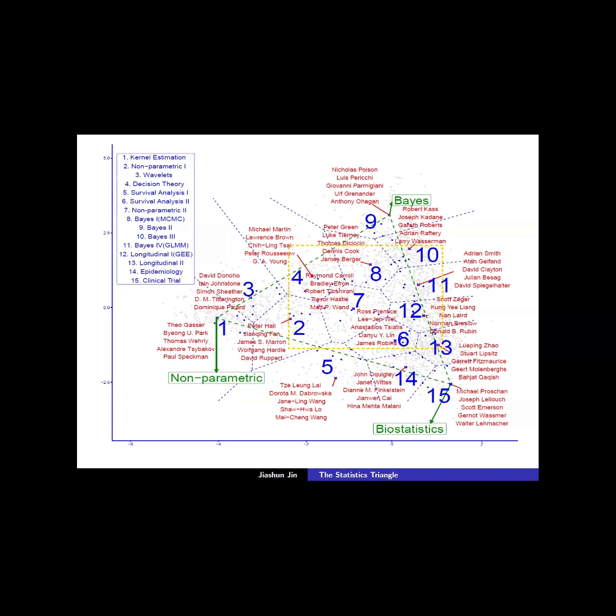Moving to here, we have epidemiology, and this has clinical trials here. And in the center, we have the core, the nonparametric core. Here we have Peter Hall, Jianqing Fan, James Marron, David Ruppert, Wolfgang Härdle. And here we have Ray, Bradley Efron, Robert Tibshirani, and Mike Wang. Mike Wang is the first student of Peter Hall, so you can see they are right next to it. These two are right next to it.